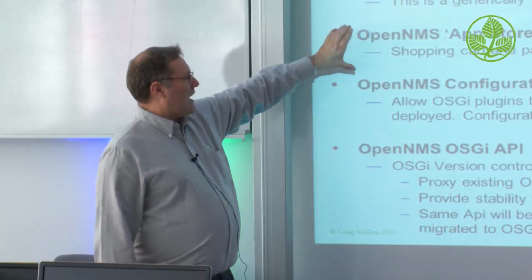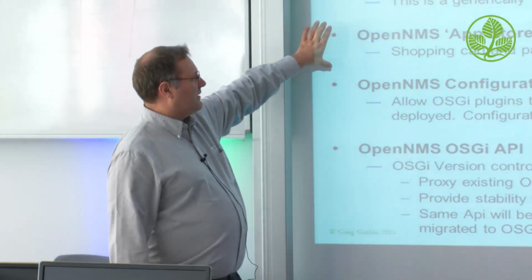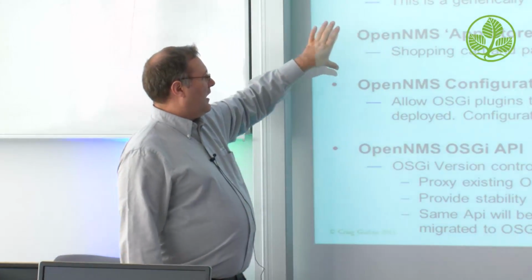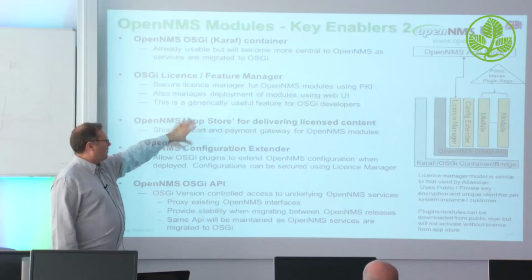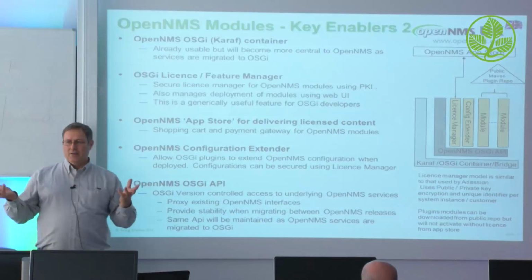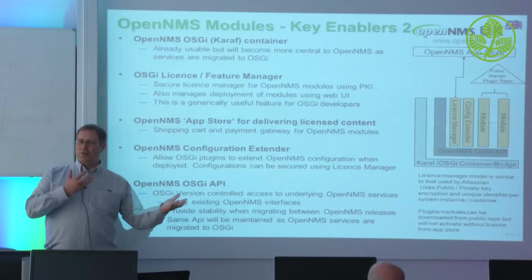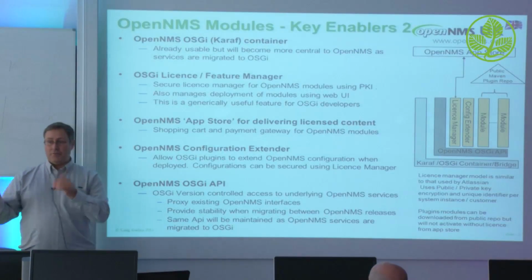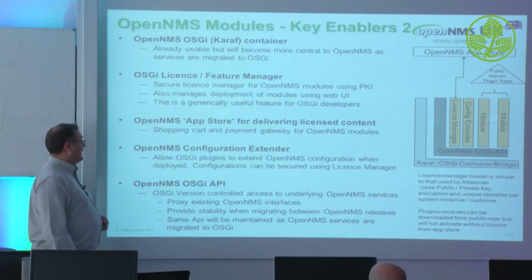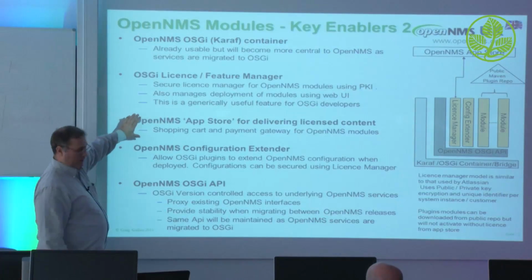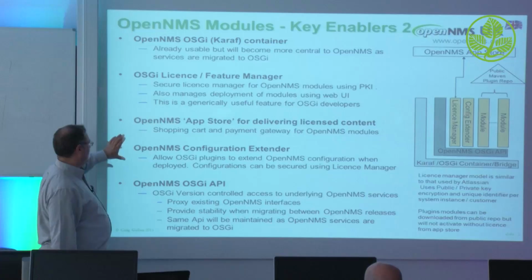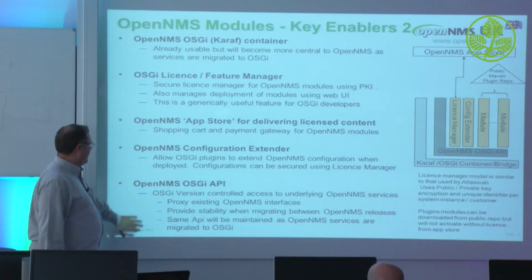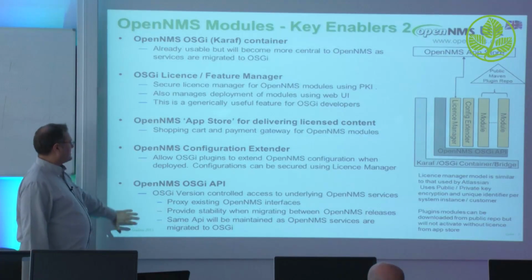The next thing you need is an app store for delivering the licensed content, and a shopping cart and all that life cycle around it. Fair enough, you can download the modules, but where do you download them from? And if you do have to pay for something, how do you pay for it? How do you generate a license? That's work that has to be done, and I can show you that because a lot of that has been done. This stuff here is more work in progress.